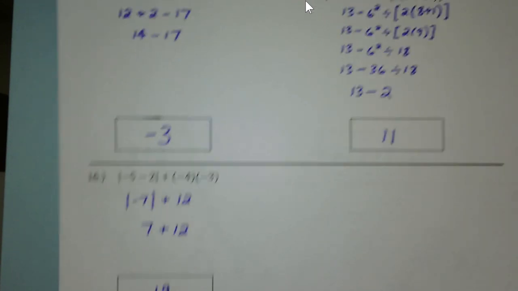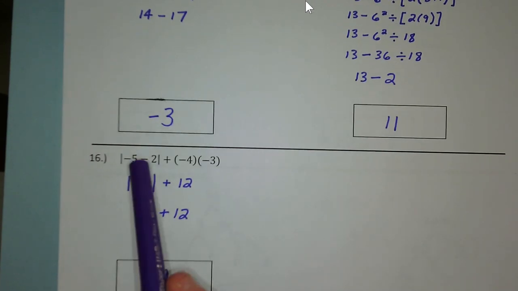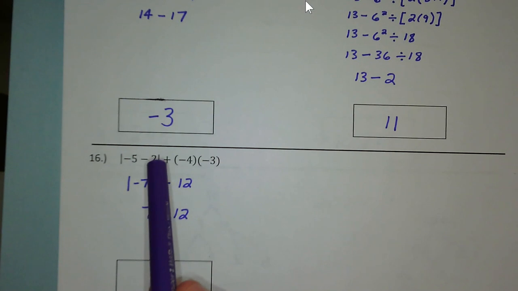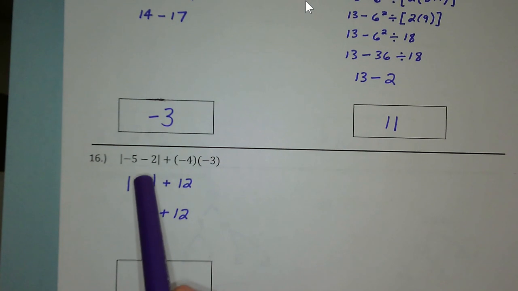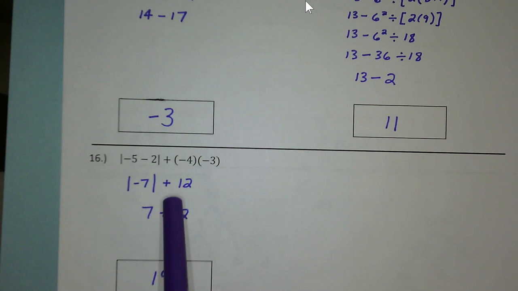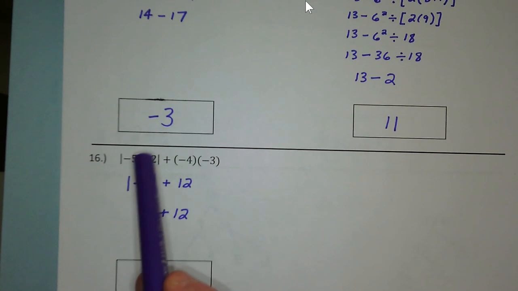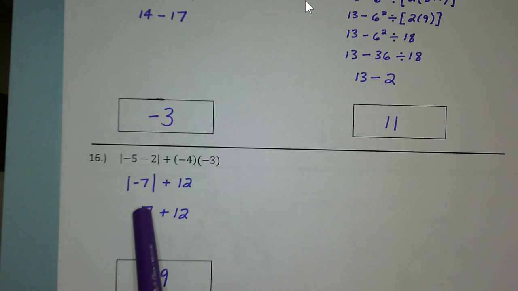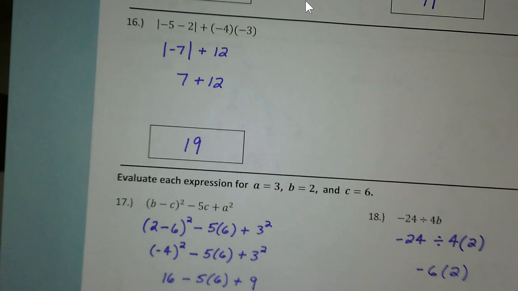Number 16, make sure you do what's inside the absolute value first. So you get down to -7, then take the absolute value. Don't take the absolute value at this step. Take the absolute value once it's only down to one number, -7. So that's positive 7 plus 12, and the final answer is 19.